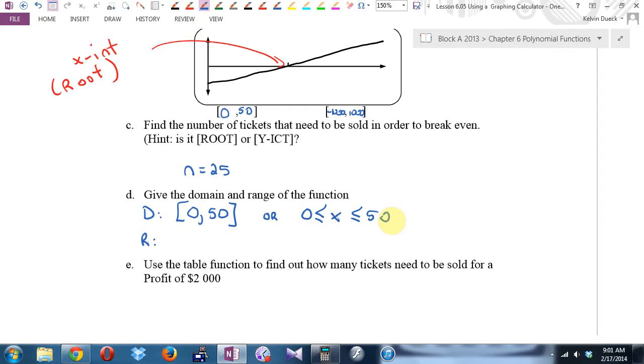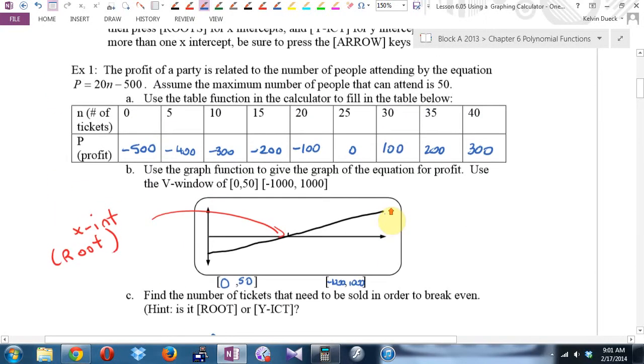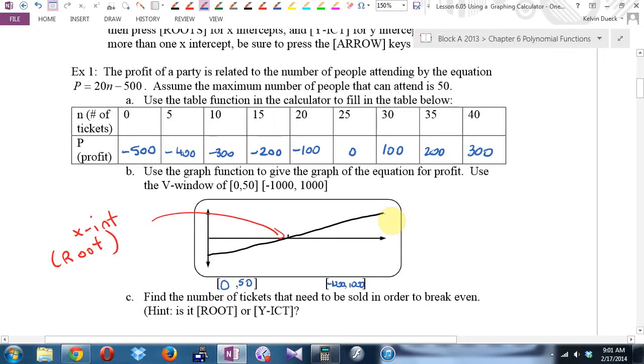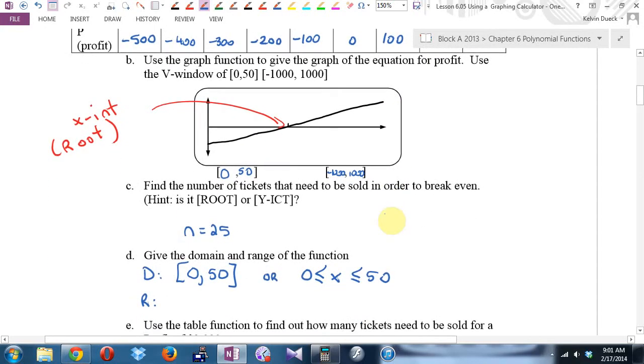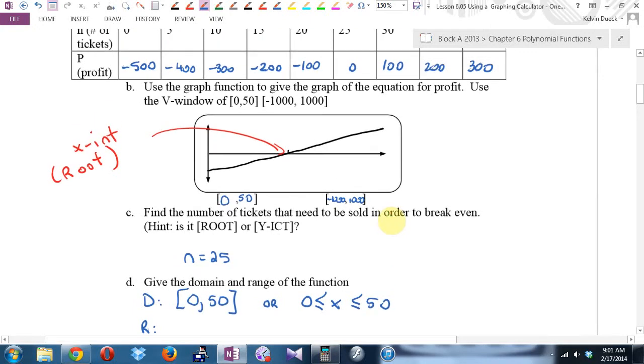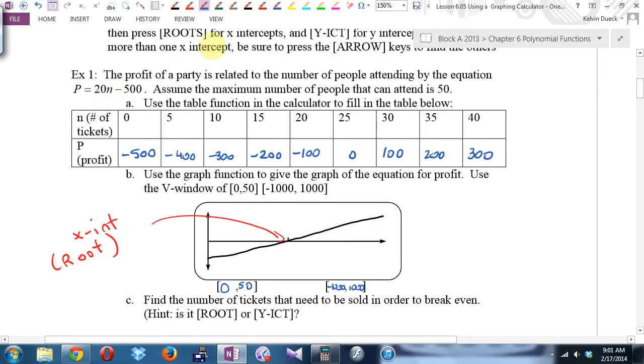What would the range be? Well, range is profit. What's the lowest profit I can make? If I sell no tickets, how much money do I owe? Sorry, not 1,000. 500, negative 500. And if I sell 50 tickets, what's the maximum I can make? Because I said the max I can sell is 50. That's what this hall holds. Well, there's a couple of ways to do that. I could plug in a 50 into this equation.